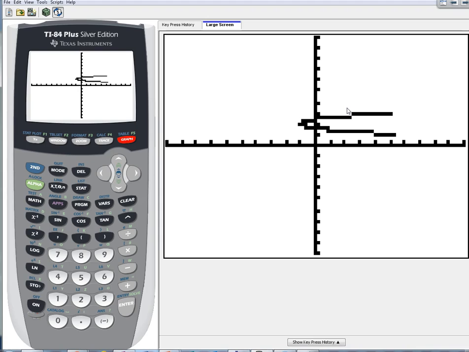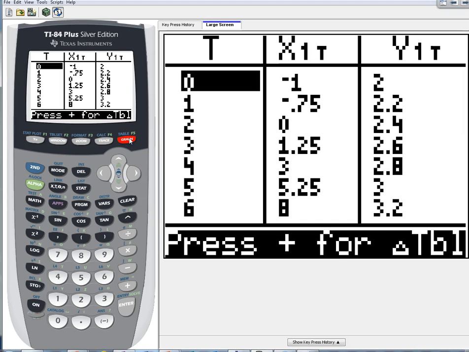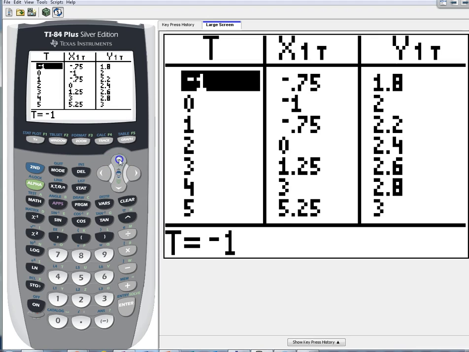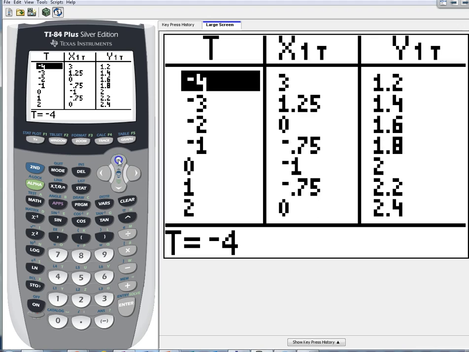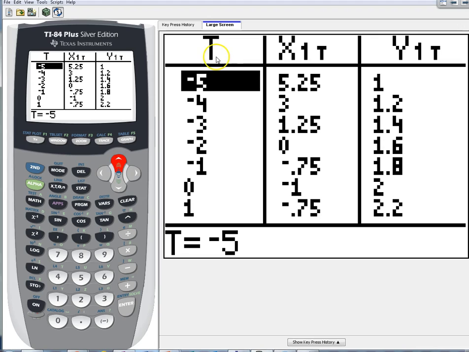Now, how can I find my table? Let's go look at my table. So again, you would press the second button, table. And there it is. Now again, you want to get the table from -5 to 5, so I'm going to scroll up for a second. So your table for t, x, and y, you would have -5, 5.25, 1. Okay. For t, x, and y, you have -4, you're going to do all this.